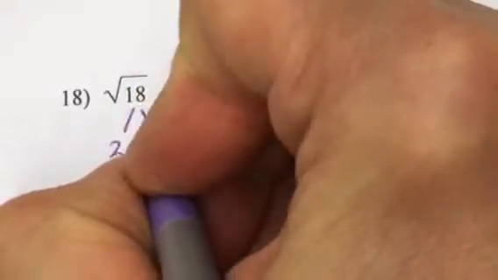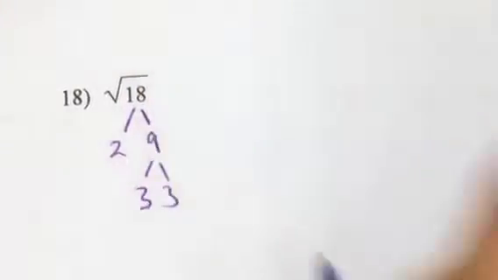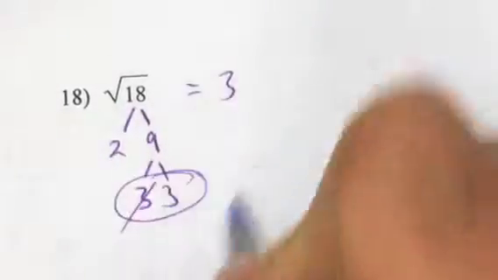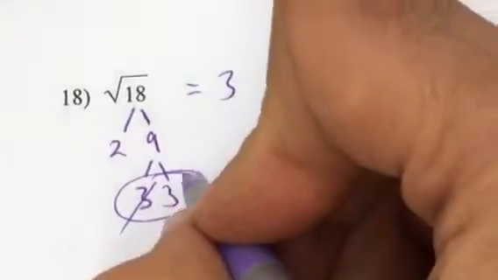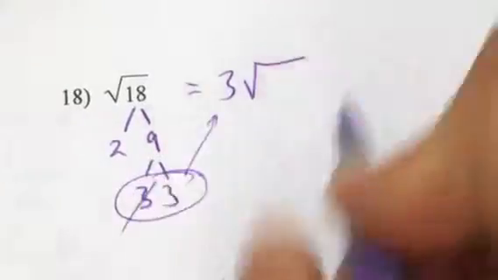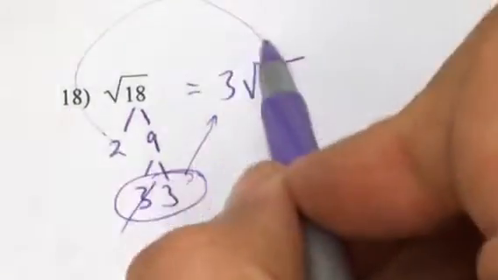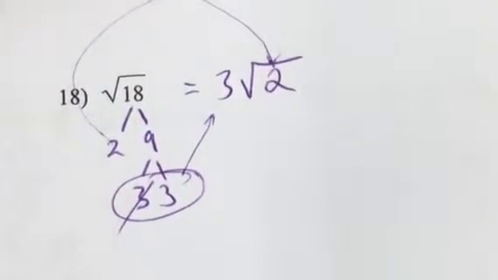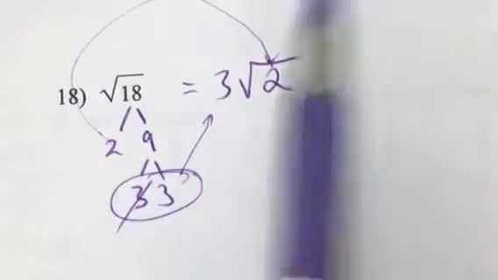And I want to do simplified radicals. This is what we did yesterday in our notes. Factor tree. 2 times 9. 3 times 3. I got a pair, cross one out. The one that didn't get crossed out is here. Anything that didn't get circled is still inside. This 2 didn't have a partner. Bam.